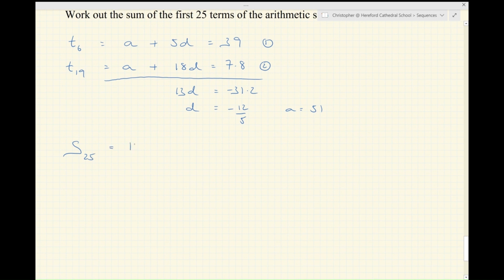Right, the question asks me to work out the sum of the first 25 terms. So that's going to be half of 25 multiplied by twice a plus 24 of the differences. The difference is negative, so just make sure you work your way through this carefully on your calculator, and you will find that's 12.5 multiplied by 44.4, and so the sum of the first 25 terms is 555.